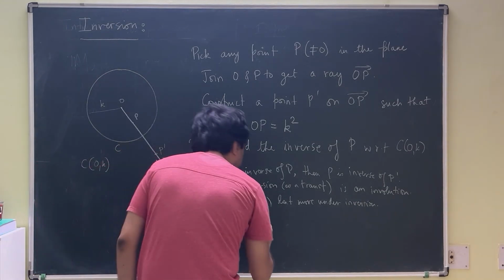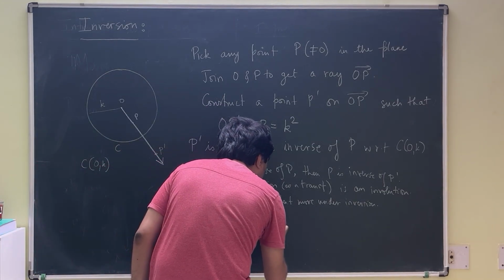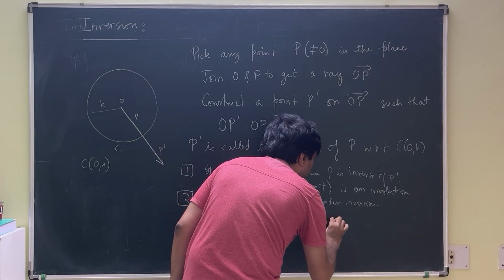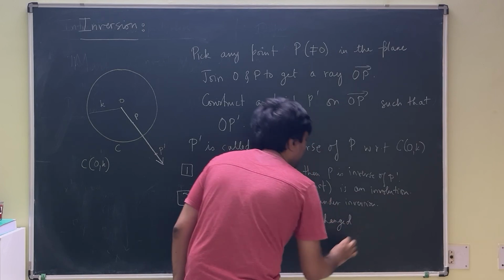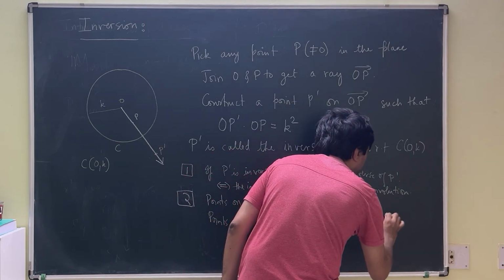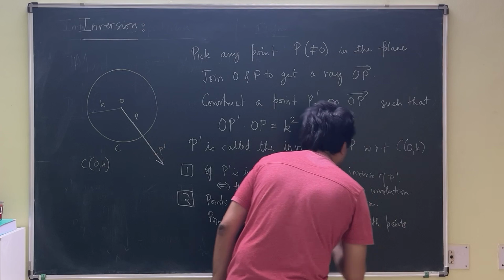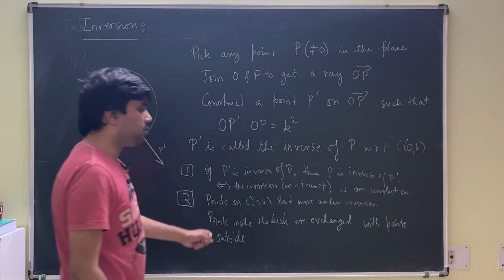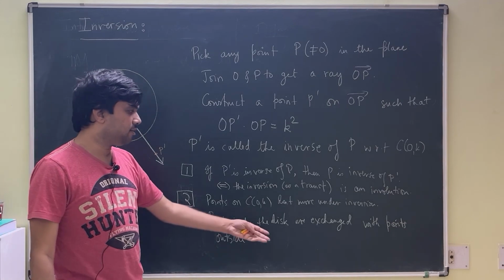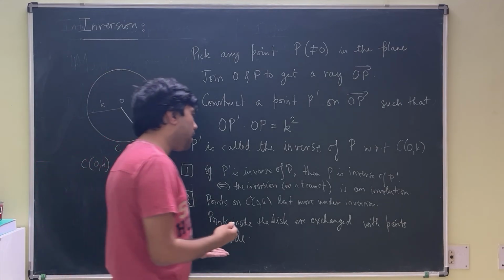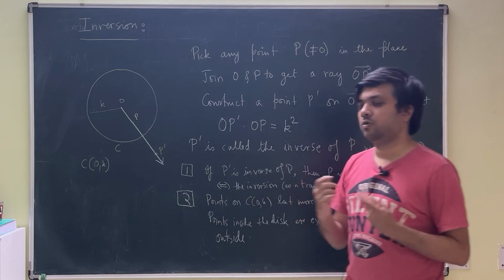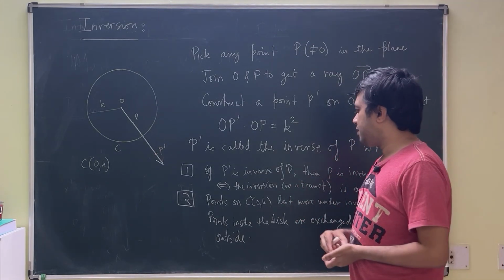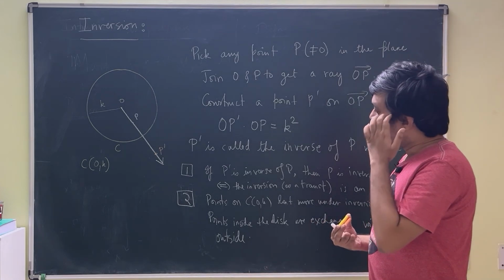Points inside the disk are exchanged with points outside under inversion. Points inside the disk are exchanged with points outside the disk. So these are two basic facts, and of course points on the circle don't move.